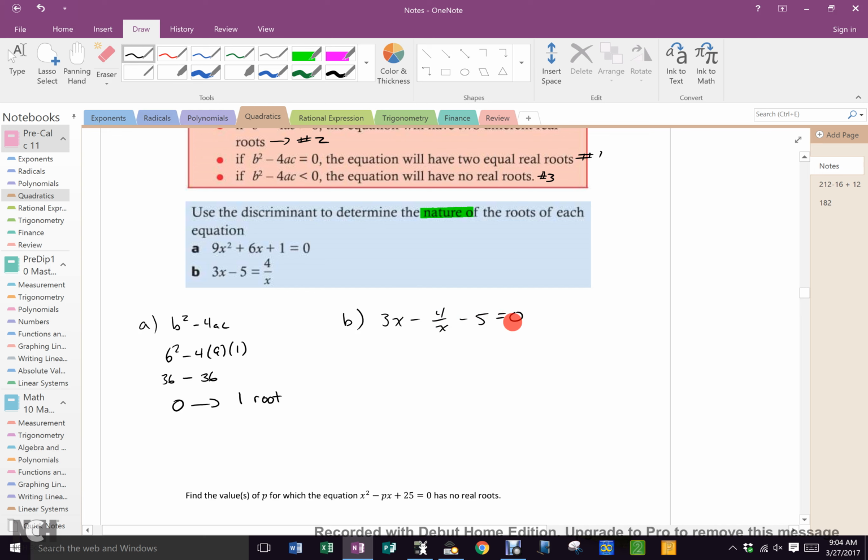What's wrong with that? Can you just multiply everything by x? You got to multiply everything by x because you're not allowed to have that fraction. So multiply everything by x to get 3x squared minus 4 minus 5x equals 0. Am I in the right form? No. Why? Yeah, it's in the wrong order, isn't it? So I rewrite it. 3x squared minus 5x minus 4 equals 0.